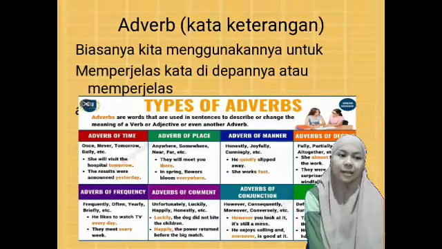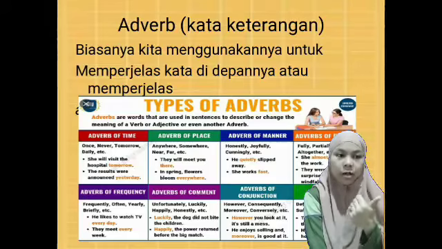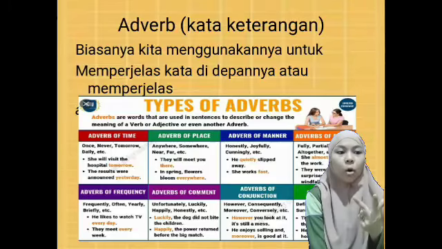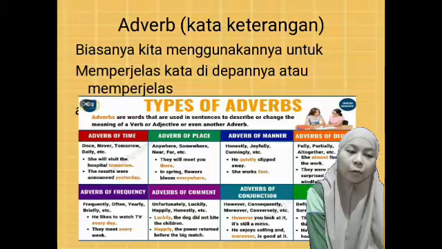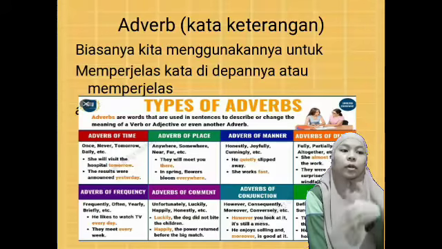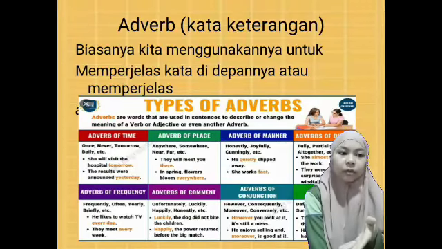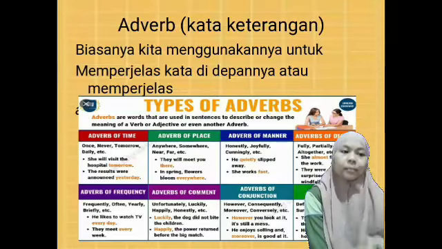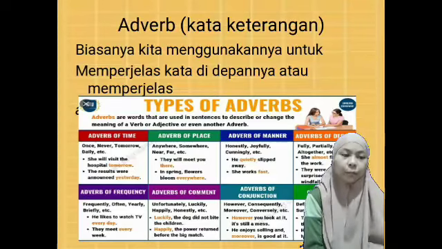And the next is adverb of conjunction. However, consequently, moreover, conversely, etc. For example, however you look at it, it's still a mess. So however is adverb of conjunction.